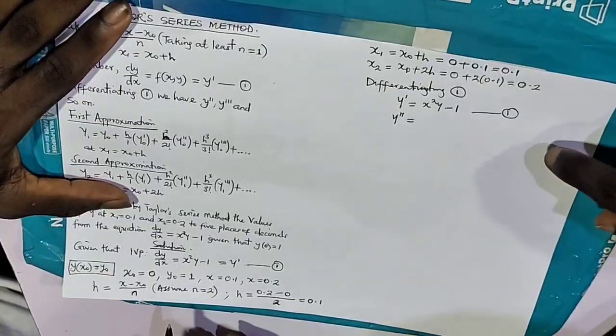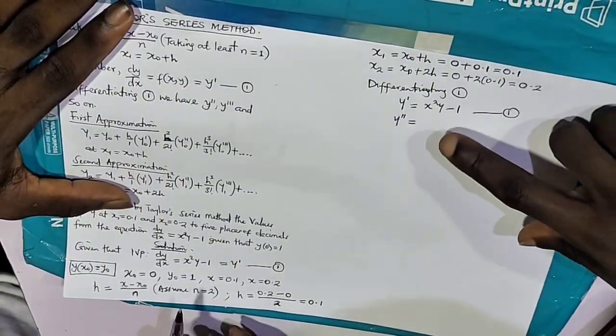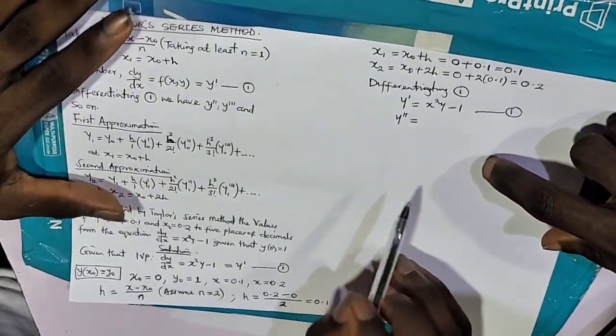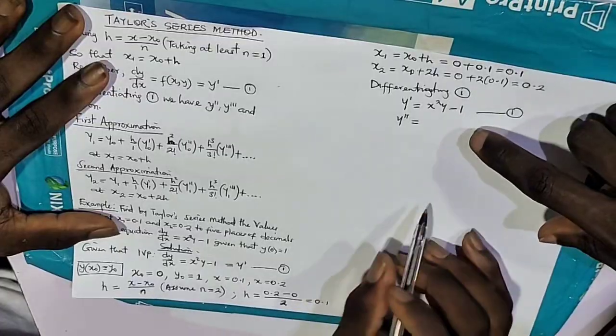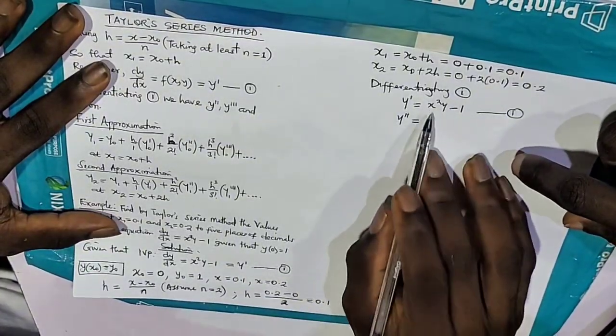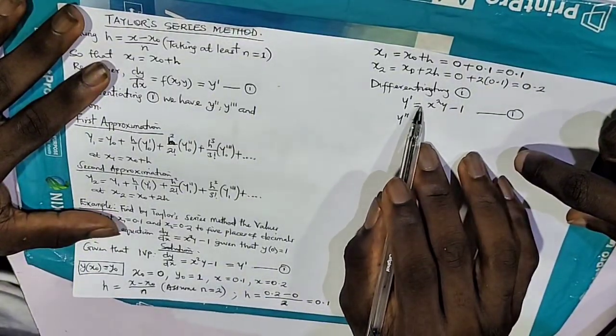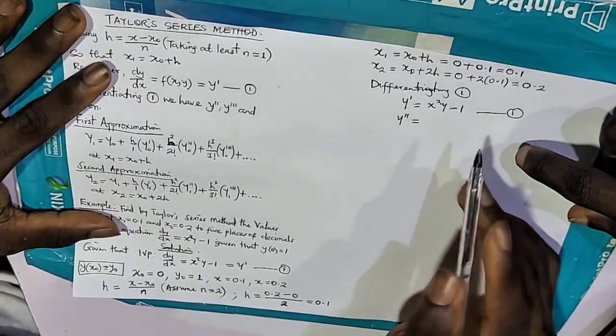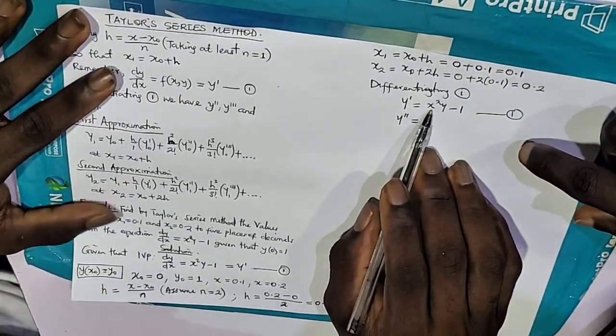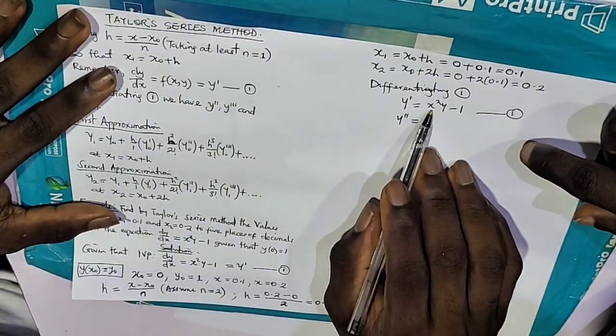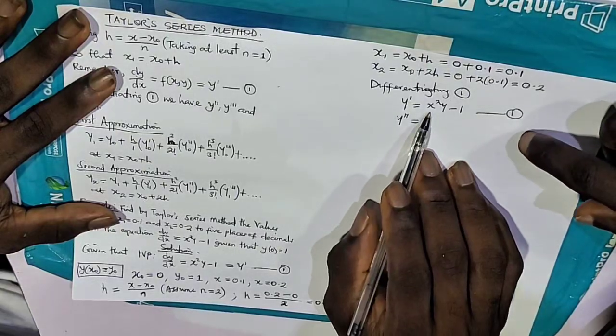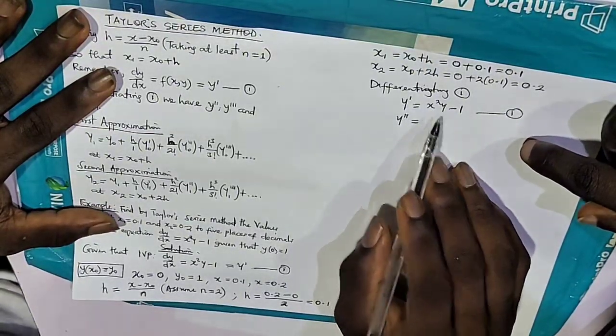So now if you differentiate this, what we are going to do is implicit differentiation. So we differentiate one, keep the other constant, then differentiate the other, keep the first constant. So now let us differentiate with respect to x. When you differentiate with respect to x, that would be 2xy.